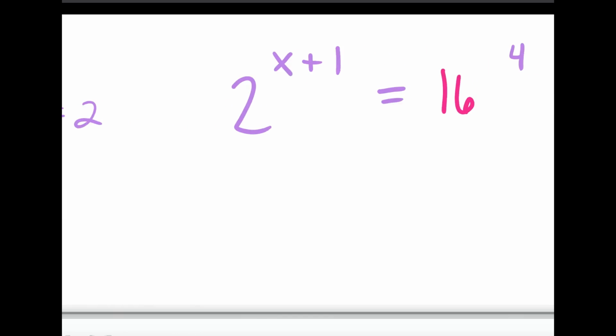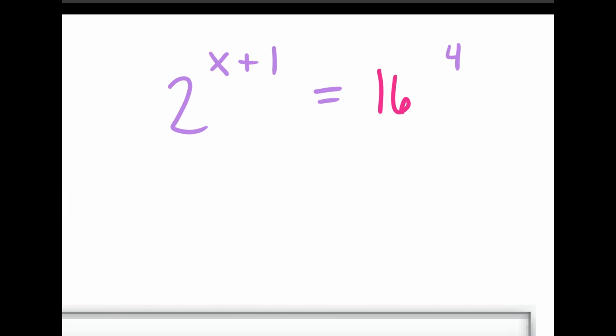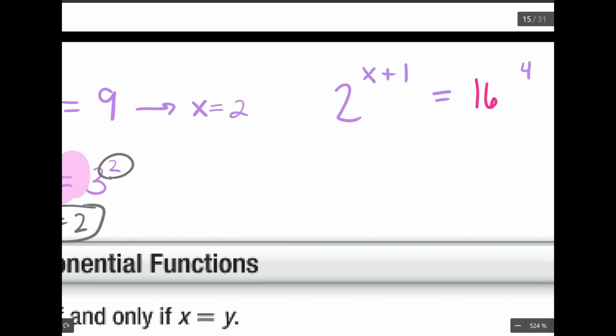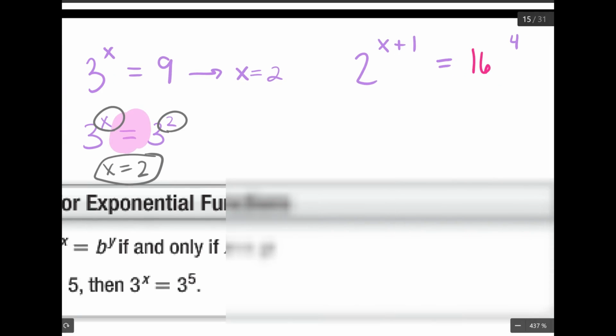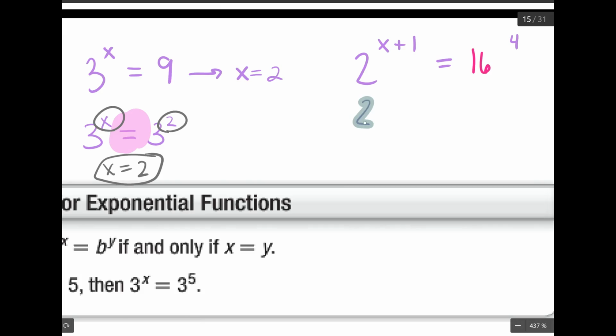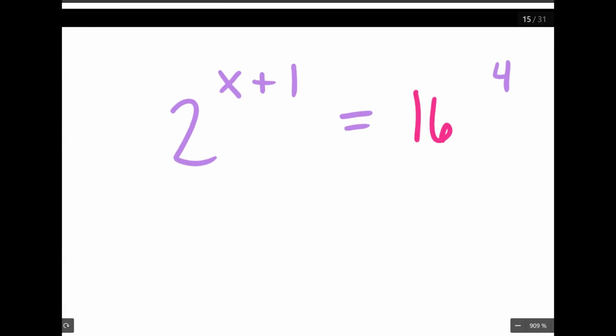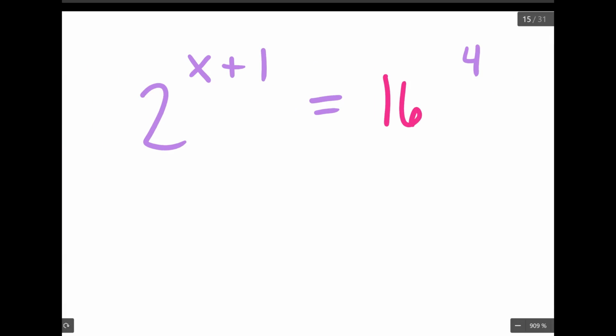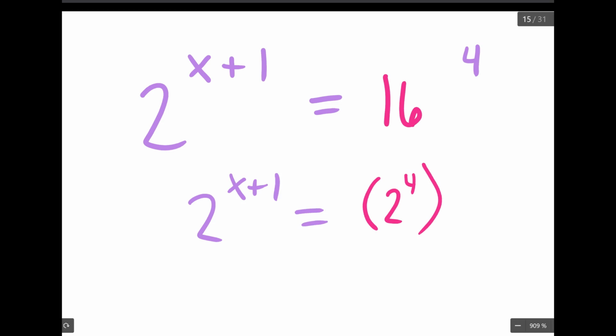But if I gave you a different problem like this, you just set it as x plus 1 equals 4, right? Well, not quite. It has to be the same base. Can I rewrite 16 in terms of 2 to some power? 2 to the power of 4. Yeah, 2 to the power of 4. So I have 2 to the x plus 1 power equals 16 to the 4th power.